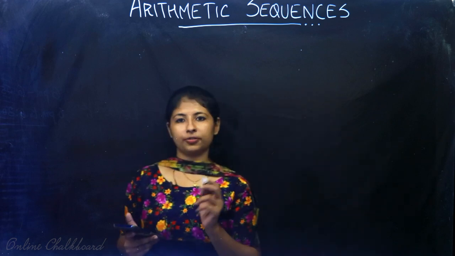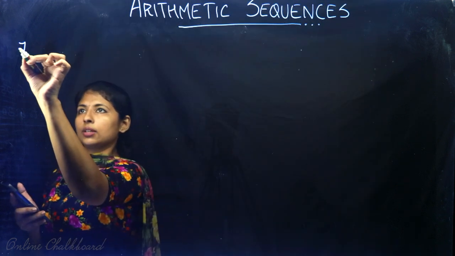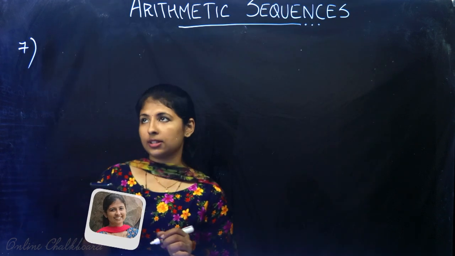Before we move on to the fifth question, let's look into the seventh. There's a table given over there. In the table below, some arithmetic sequences are given with two numbers against each. Check whether each belongs to the sequence or not. Ippa nammal cheydapol the type question aanu idile kaanichirikkunne. Seventh la nammal sequence thannittunde.